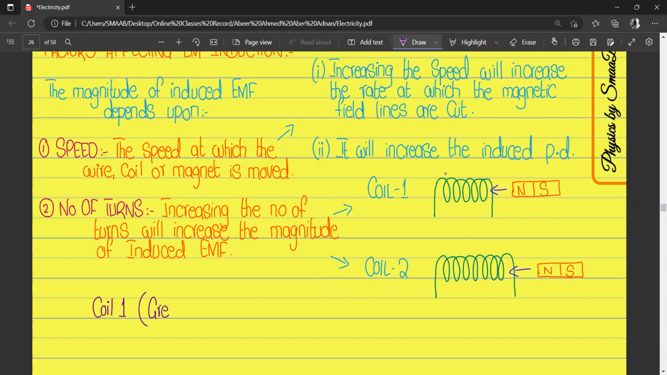कॉइल वन में आपके पास ग्रेटर ईएमएफ होगा as compared to coil 2, right? But say there are more coils in coil 2. Okay, so there is greater number of turns, so we can just shuffle these values. So coil 2 has greater EMF as compared to coil 1, right? Because coil 1 has less number of turns and coil 2 has greater number of turns, right?